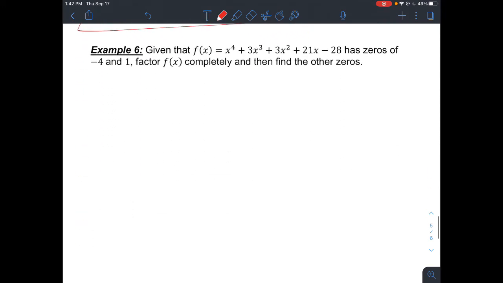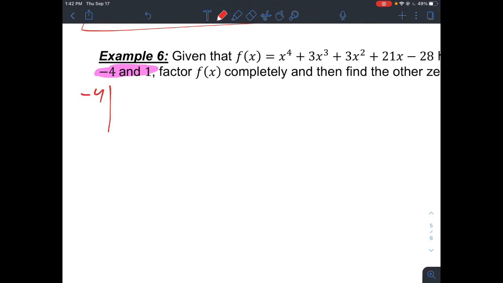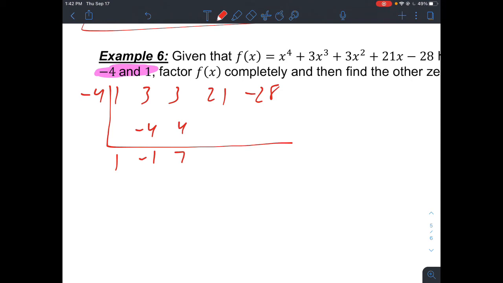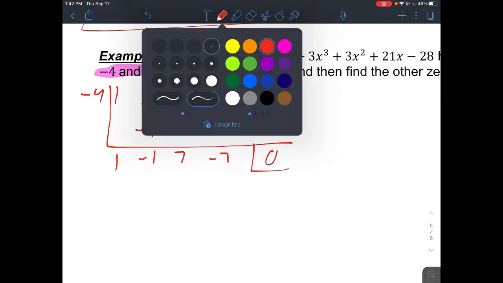All right, last one. This time we have a quartic function, but they give us 2 zeros, which is nice because we have to be able to get this down to a quadratic in order to factor it or use the quadratic formula. So it doesn't matter which one you pick to start. Let's start with -4. 1, 3, 3, 21, -28. Again, we know -4 is a 0. We're told it's a 0. So if we don't get 0, something is wrong. We got 0. So that's good.